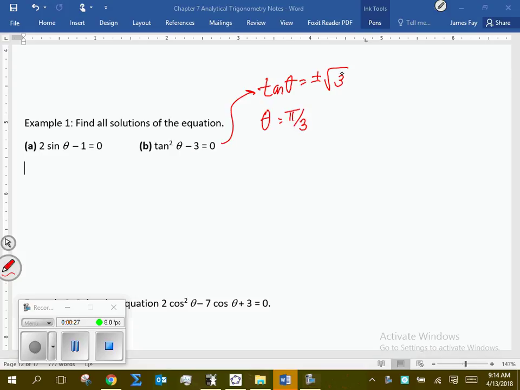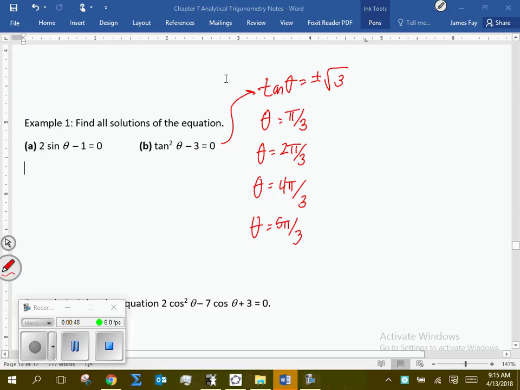That will give me positive root 3 for tangent. Theta should also be at 2 pi over 3, and that will give me one of the negative versions of root 3. The other negative version is at 4 pi over 3. And the last one is at 5 pi over 3. And we got those solutions, right? Okay. And those are the solutions inside ultimately one period of theta.